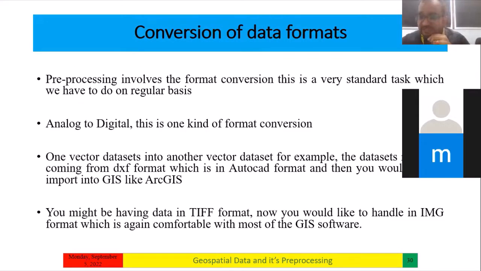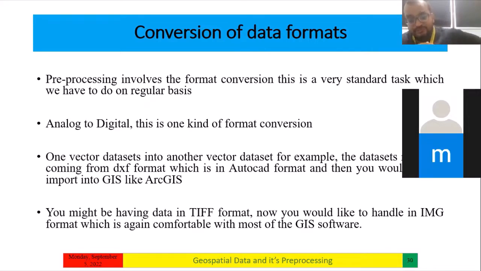This is a very standard task which we have to do on a regular basis. For example, if analog data is there, we have to convert it into digital. If there are different processing tools like ArcGIS, QGIS, ENVI, SNAP, all these processing tools have different kinds of formats. So for example, if SNAP has been used for the generation of the image, then its format would be different, and if you want to process it with ArcGIS, it is not possible. But these kinds of conversions are there.